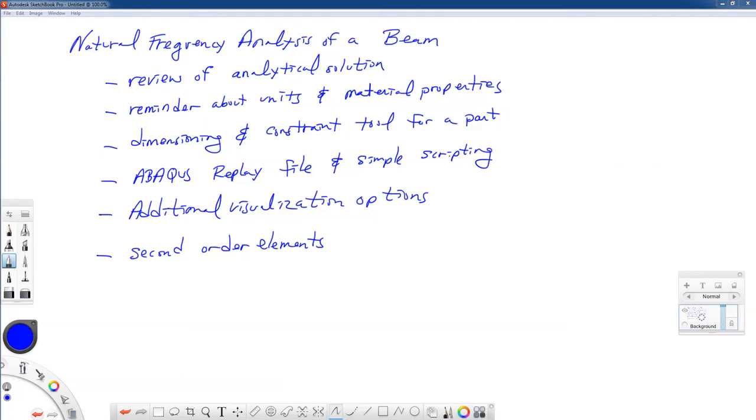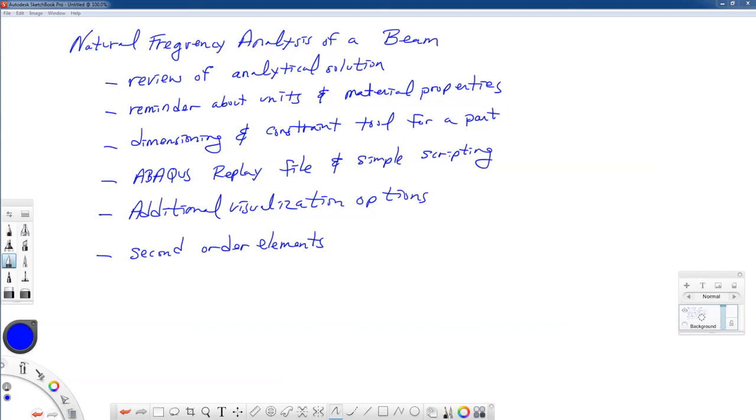Alright, in this video we're going to take a look at determining the natural frequencies of a beam. We're going to review an analytical solution. We're going to get into the units of mass and density that we need to be careful about, so have a reminder about that in material properties. We're going to use a dimensioning tool and a constraint tool for a part in Abaqus CAE.